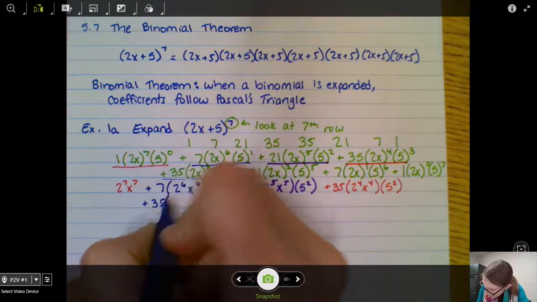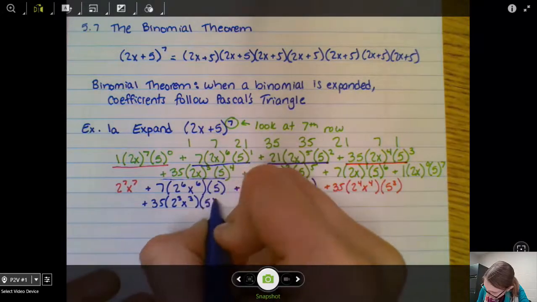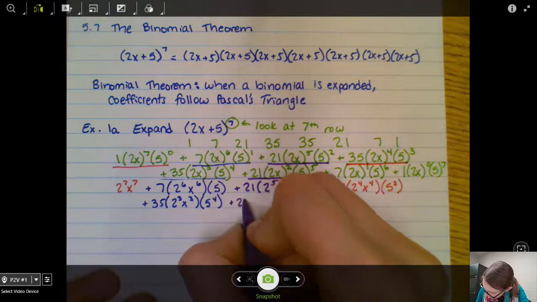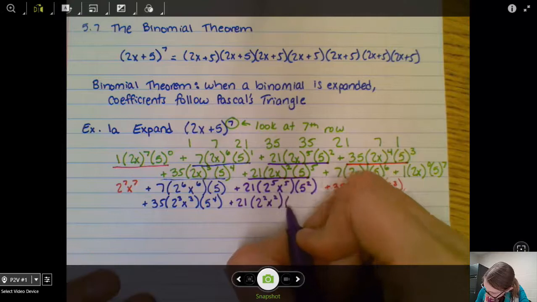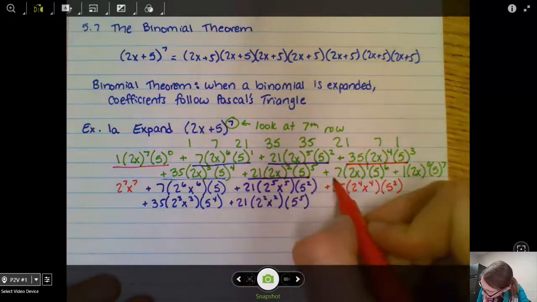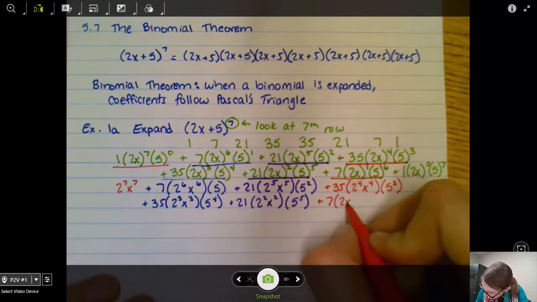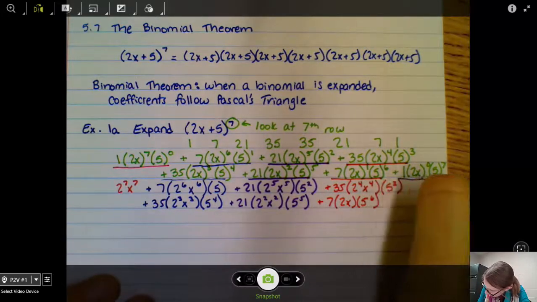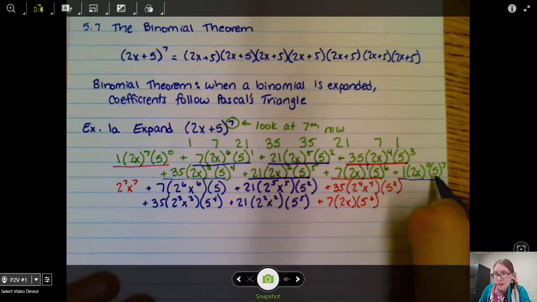Plus 35, 2x to the 3rd is 2 to the 3rd, x to the 3rd, times 5 to the 4th. It's 21, 2x squared is 2 squared, x squared, times 5 to the 5th. We're getting closer here. 7 times 2x to the first is just 2x, times 5 to the 6th. And then my last term here, I have 1 times 2x to the 0th power, anything to the 0 power is 1, times 5 to the 7th.